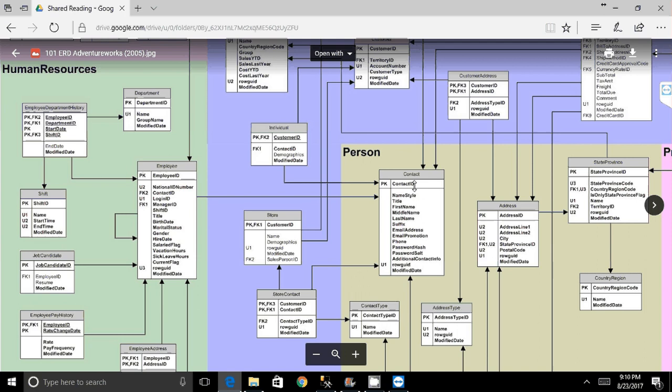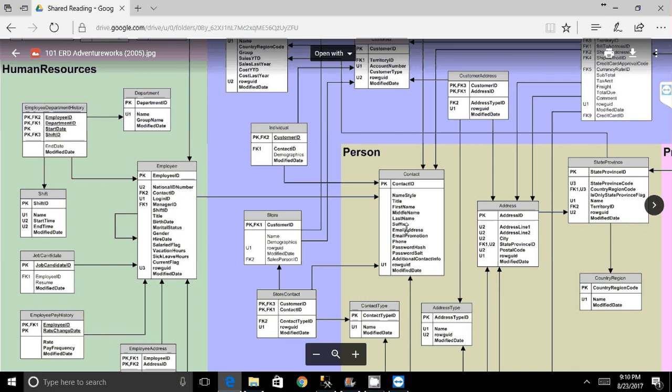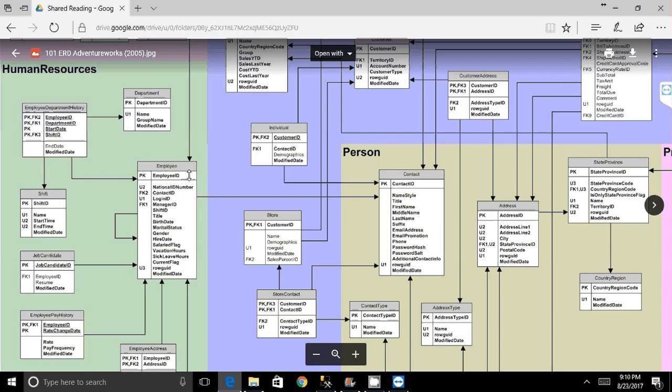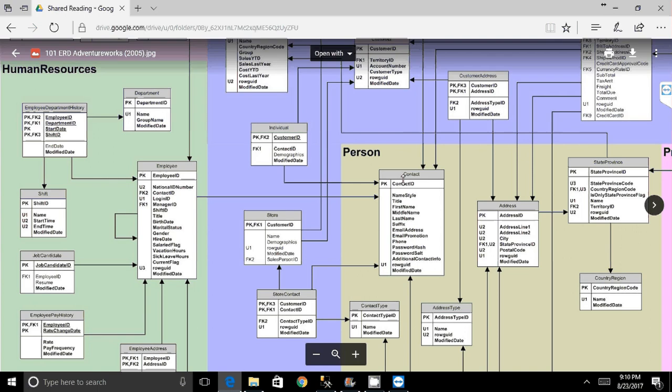Can one contact ID belong to multiple employees? No, it's not possible that one contact can have multiple employees, right? So it's always a one-to-one relationship between employee and contact. When there is a one-to-one relationship, both tables can have only one ID of the other one. The same the other way is true. One employee ID can have only one contact ID and one contact ID can have only one employee ID. So it's a direct relationship between these two, employee and contact. It's a one-to-one relationship.